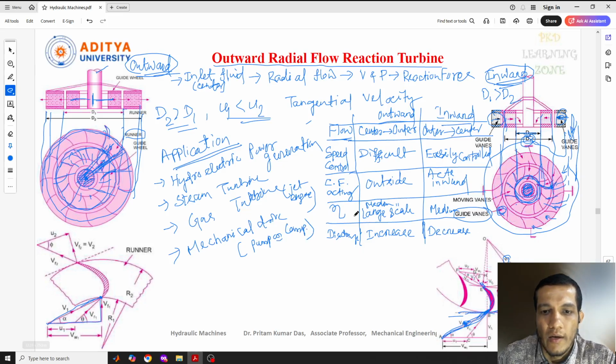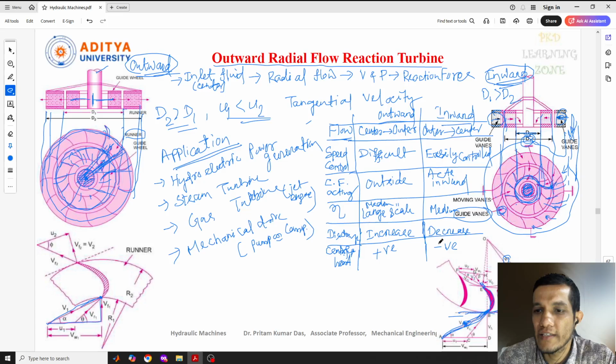So these are some applications, and these are some comparisons. I hope you understand. One more is there for the discharge I have written: here I can write centrifugal head. Already the centrifugal force acting I have written there. Here we'll get a positive centrifugal head, but here we'll get a negative centrifugal head. So these are some differences between the inward radial flow turbine and the outward radial flow turbine.